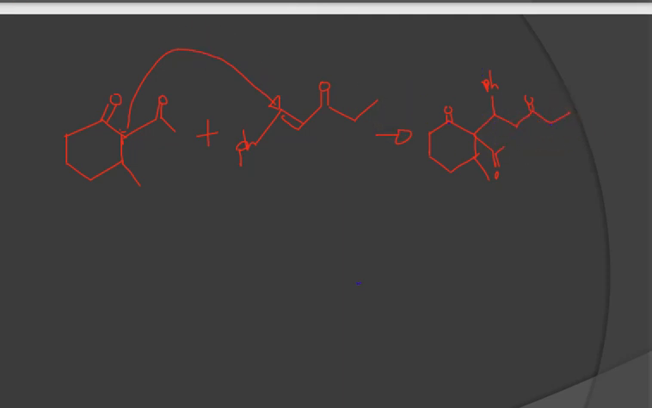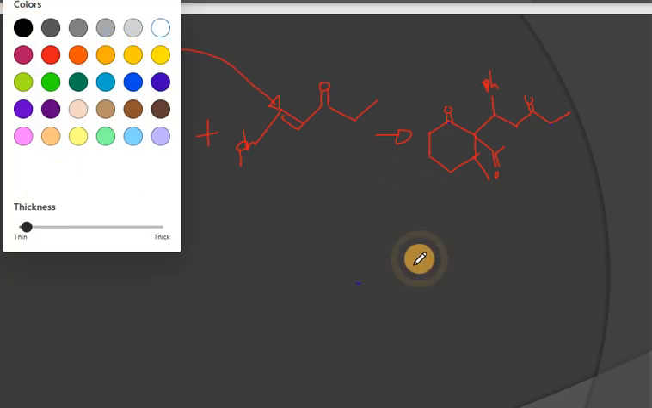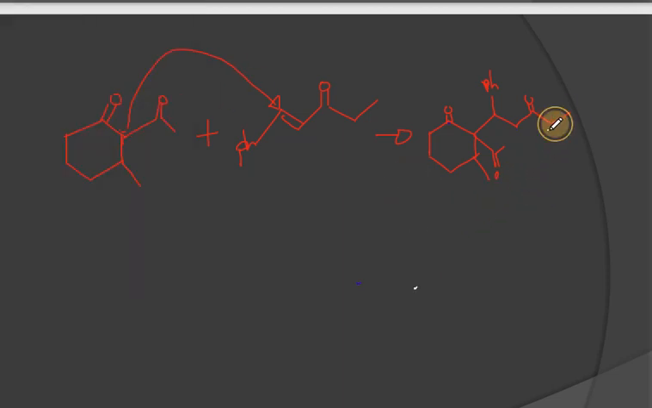So we have our formed carbanion here. Of course, this negative charge on the carbon can now come and attack the carbonyl carbon of this one.